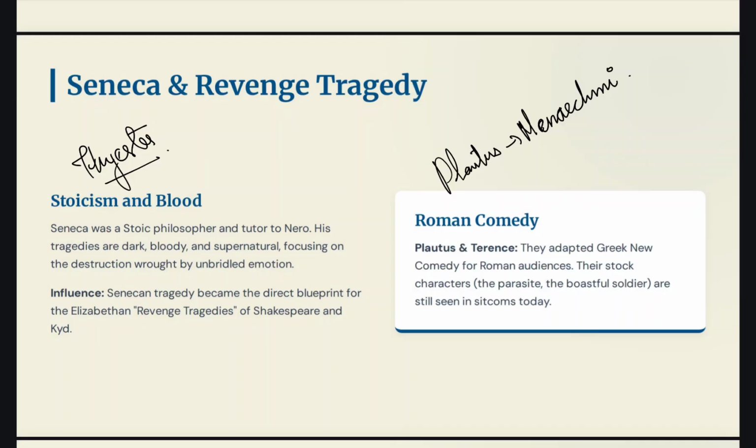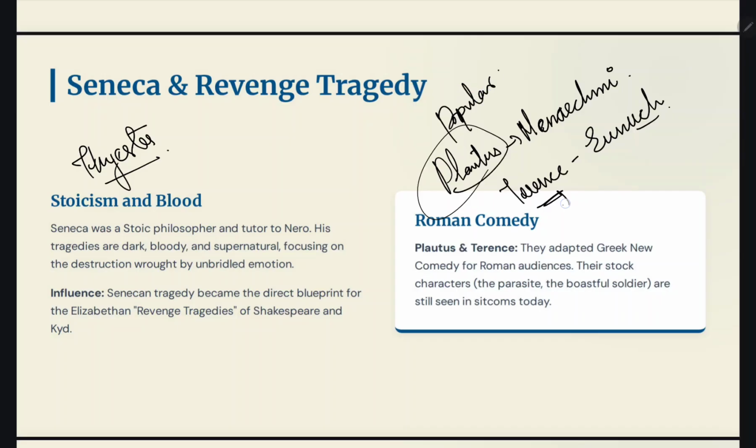He is a former slave but later freed. And he is a more refined, more elegant, and more sophisticated dialogue writer. And his famous work is Eunuchus. If a question is asked whose style is more refined, the answer would be Terence. Plautus is more popular. Terence is more polished.